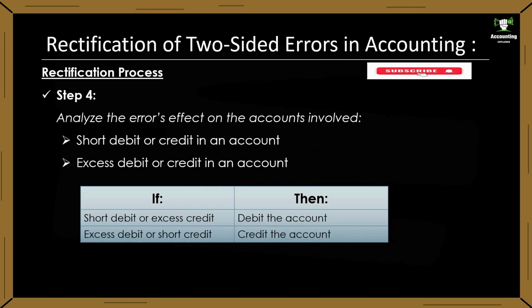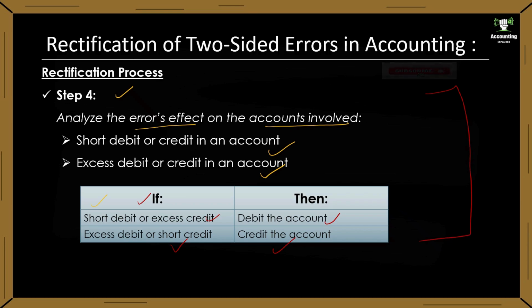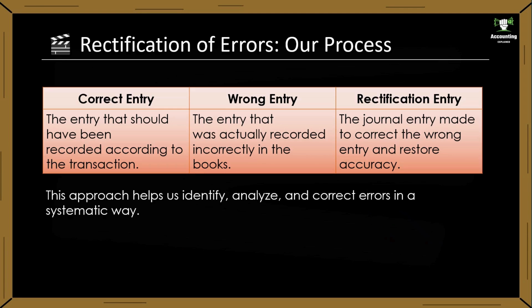Next comes step 4. If the amount which you have taken is of lesser or higher amount. Step 4: analyze the error's effect on the accounts involved. Short debit or credit in an account, excess debit or credit in an account. If there is short debit or excess credit, then debit the account. Excess debit or short credit, credit the account. So this is the process or the steps which we are going to follow for the rectification of errors.